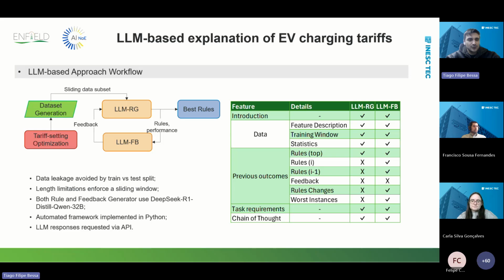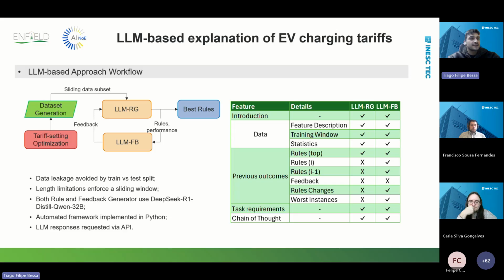So some notes regarding this framework. Of course, we cannot pass a whole data set in a single prompt. So what we do is we implement a sliding window that varies between iterations so that the LLM ends up actually seeing the whole data set. For this case, we use the same large language model for the rule generator and for the feedback generator, the DeepSeek R1 Distill Qwen 32 billion.